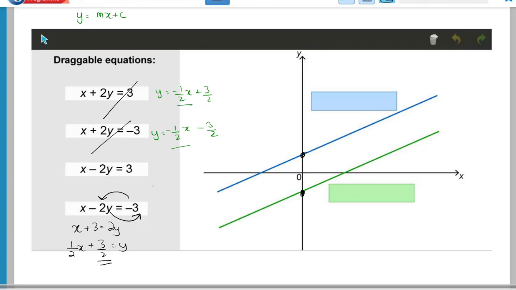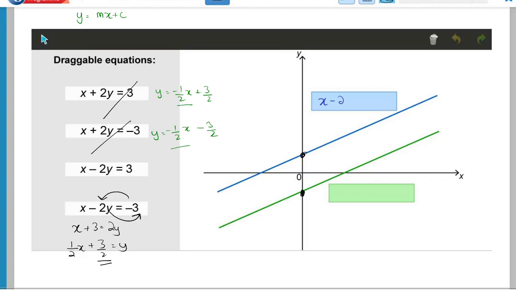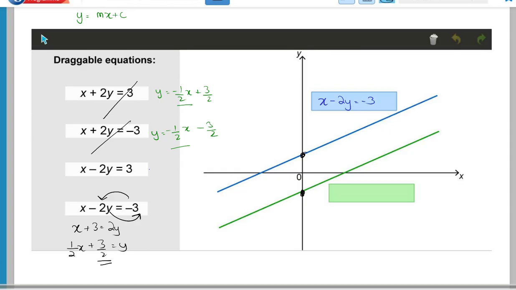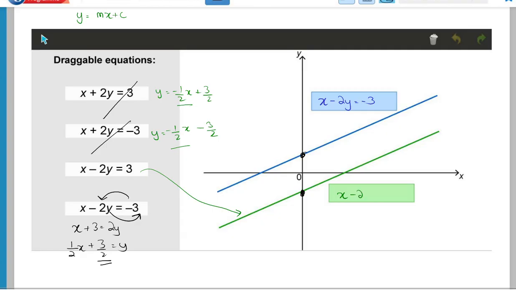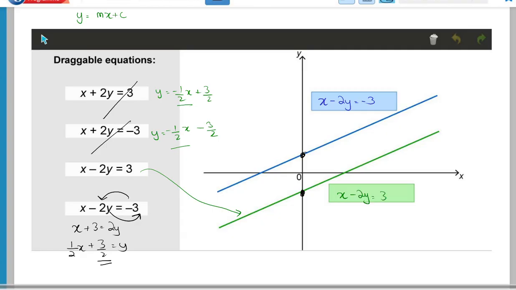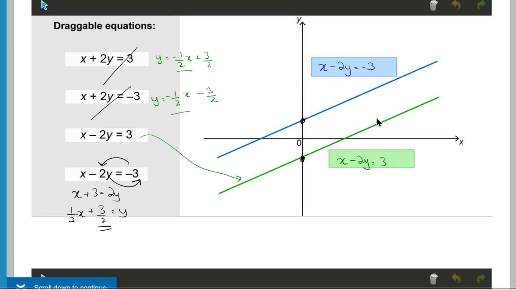So what do we do? This line, the blue line, will be written as x minus 2y equals minus 3, and the green line would be this one, x minus 2y equals positive 3. I hope this all makes sense to you.